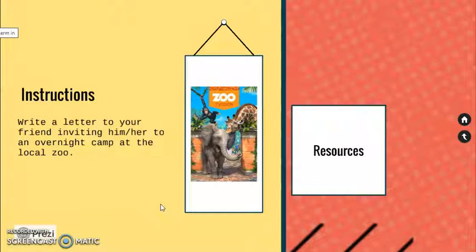They were invited to a 3-day overnight camp at the local zoo. So, in this activity, the students will have to write a letter to any friend inviting him or her to an overnight camp at the local zoo.